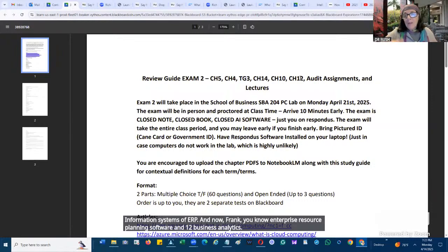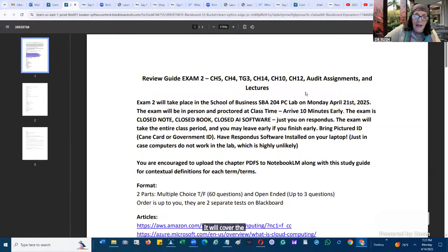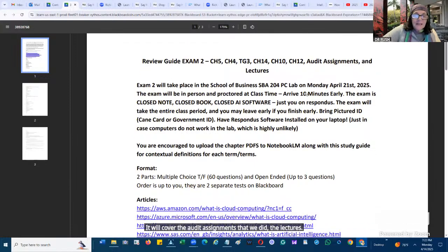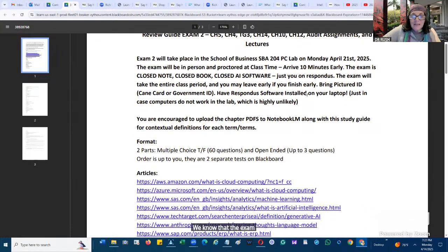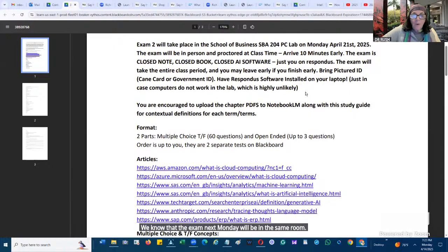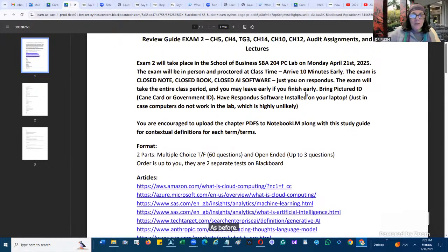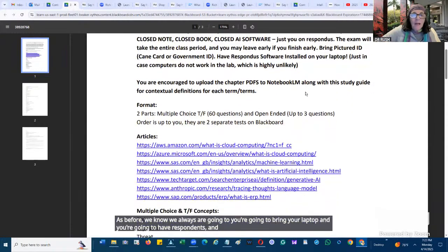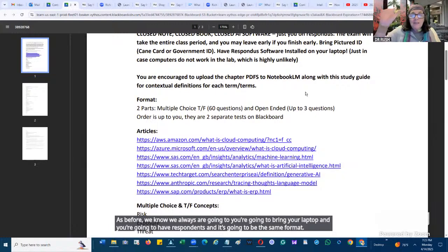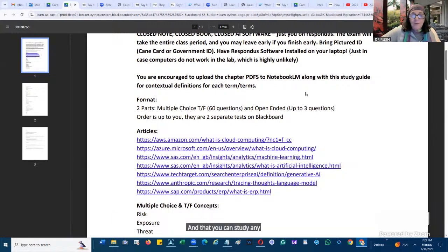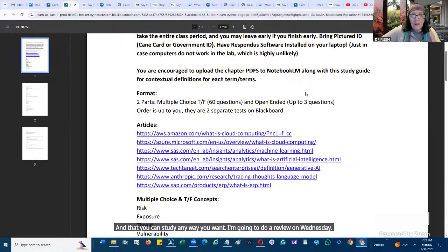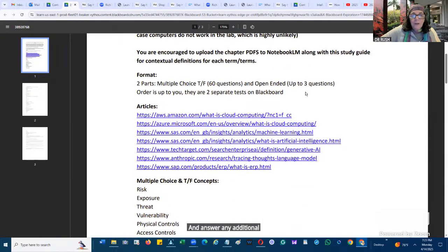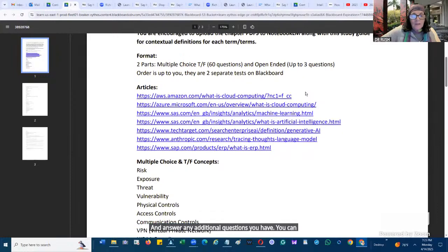It will cover the audit assignments that we did, and the lectures. We know that the exam next Monday will be in the same room as before. We know you're always going to bring your laptop and you're going to have respondents, and it's going to be the same format. And you can study any way you want. I'm going to do a review on Wednesday and answer any additional questions you have.